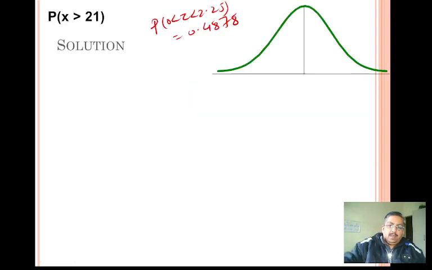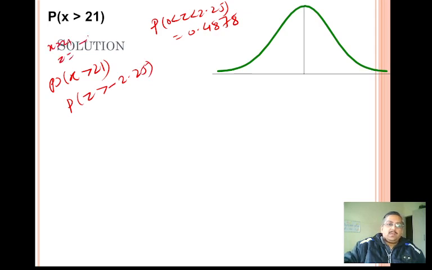Okay. Now let's try to understand what the greater than 21 part means. Let us take probability of x greater than 21, which means probability of z greater than minus 2.25, right? Hope you understand how this value comes. When x equals 21, we have just translated it to z equals minus 2.25, right?